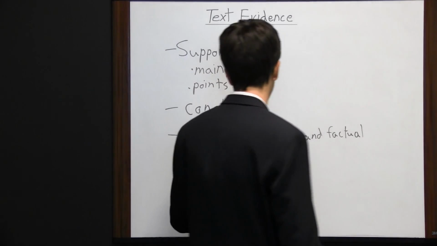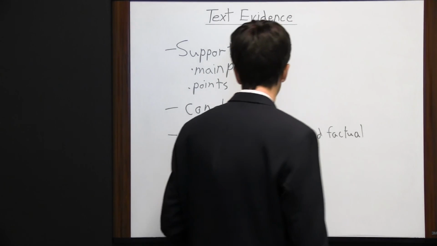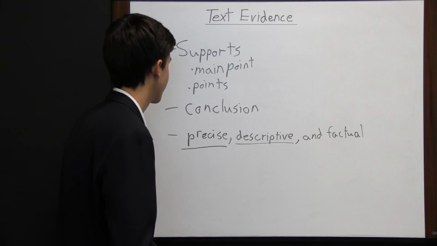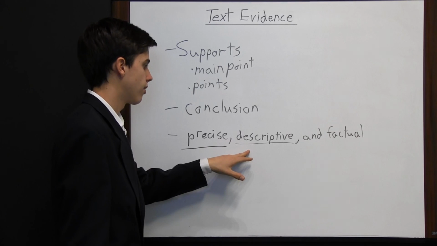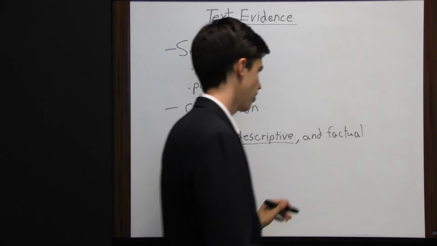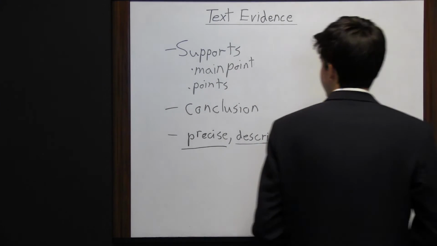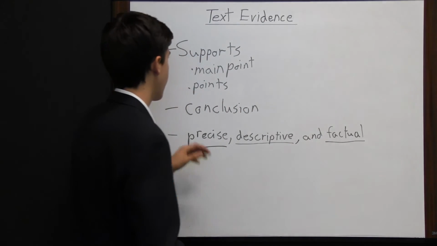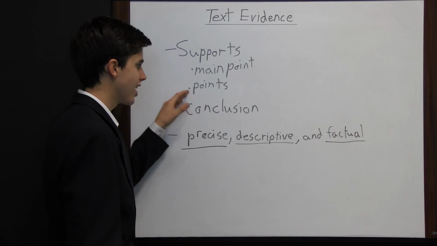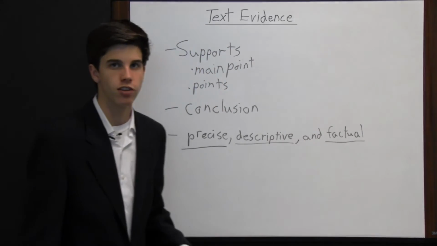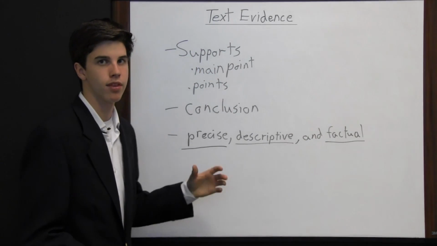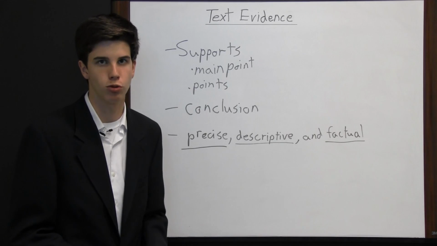It's also important that this text evidence is descriptive, because again, main points and points are vague, so it's important to have something very descriptive. And it's also important that they're factual, because since the text evidence is backing up or supporting the main points and points, it's important that these facts or this text evidence is factual, so that it's actually credibly backing up the main points and points throughout the story.